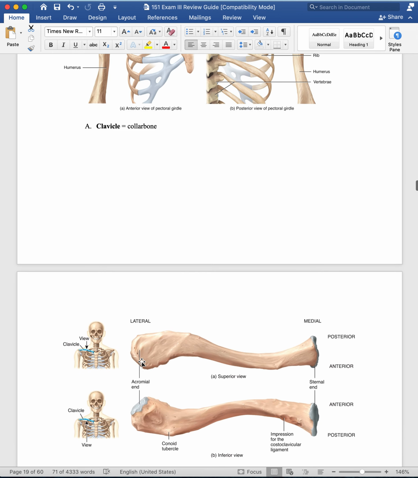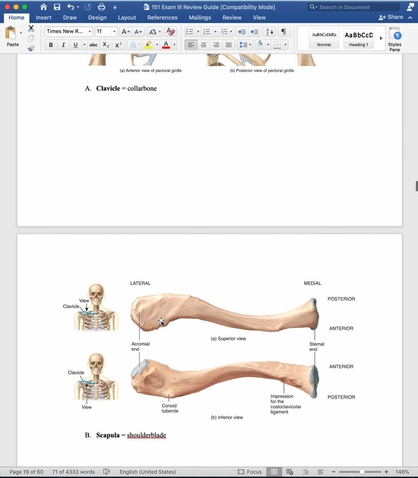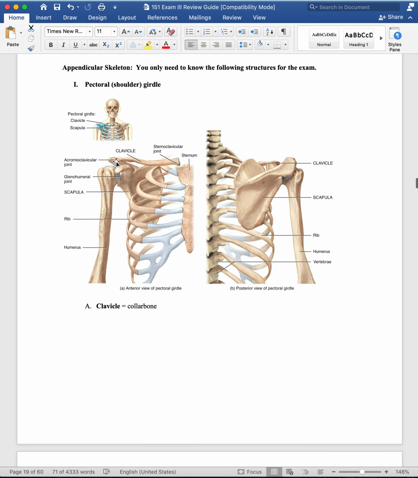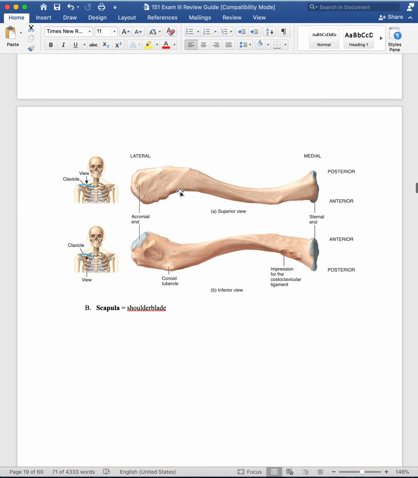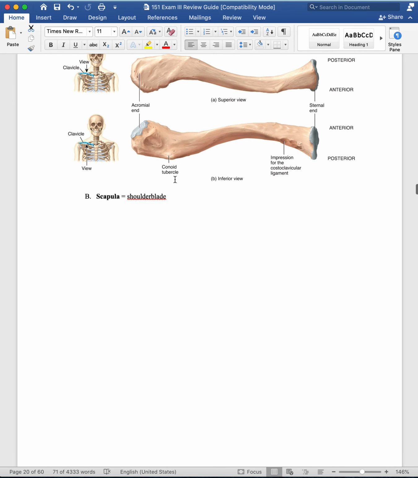Okay, the clavicle is obviously the collarbone. The collarbone has a couple different regions. The acromial end is going to interact with the acromion of the scapula. This is the acromioclavicular joint. And the other end of the clavicle is going to interact with the sternum. So it articulates here in the front with the sternum. Okay, so that's going to be here. We're connecting on the sternal end.